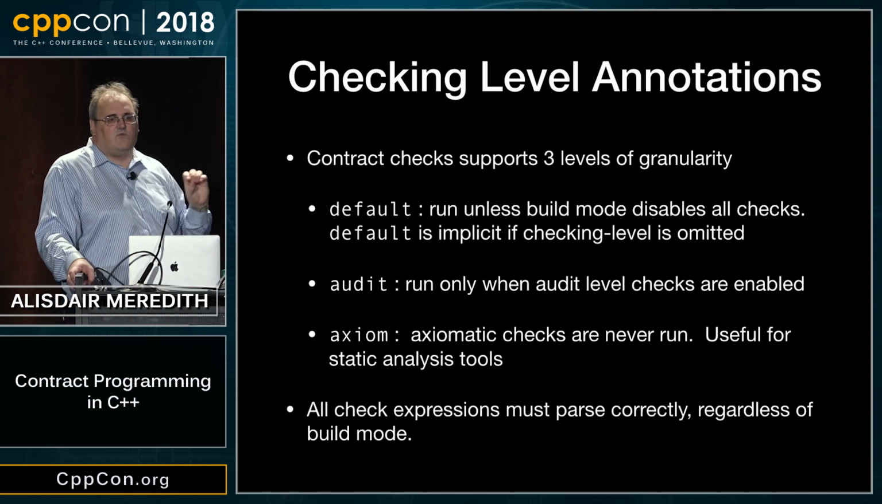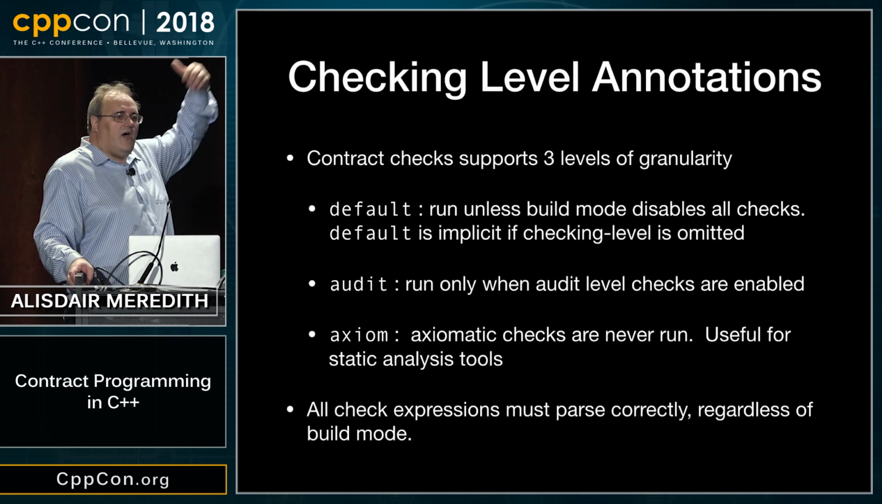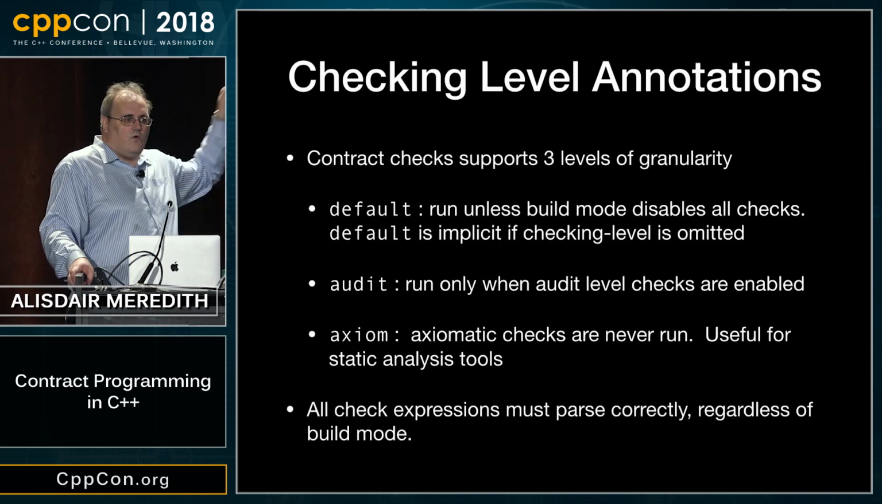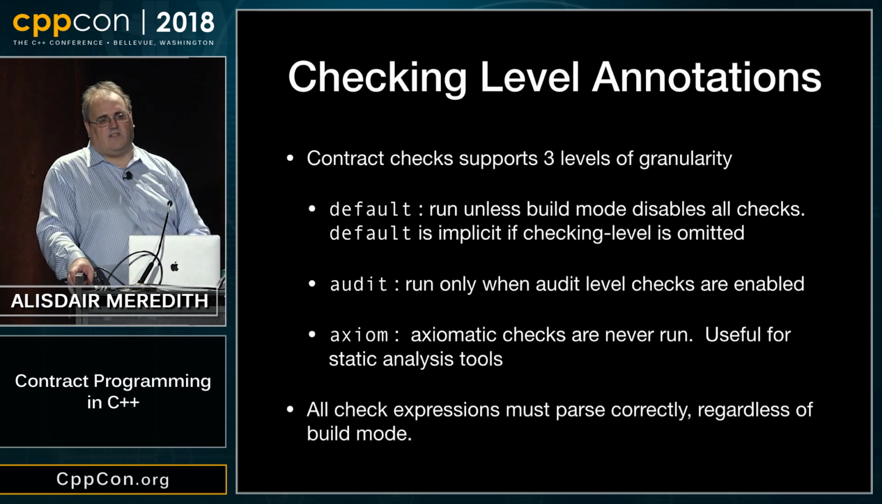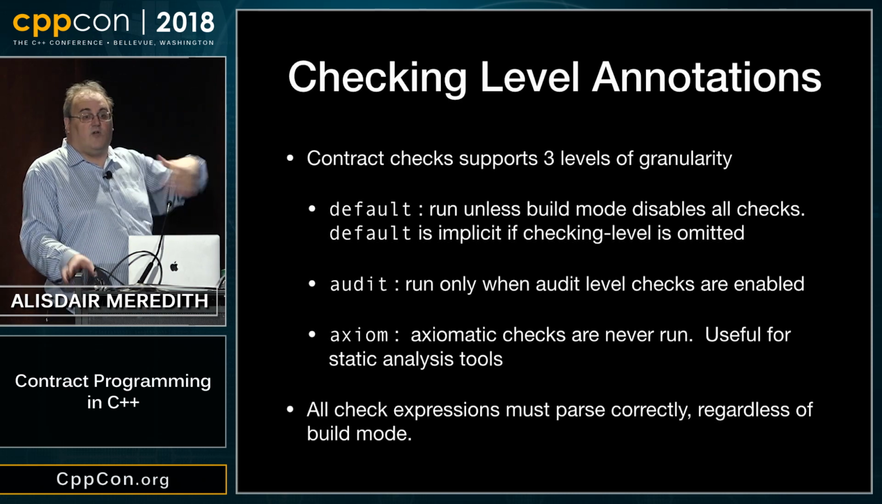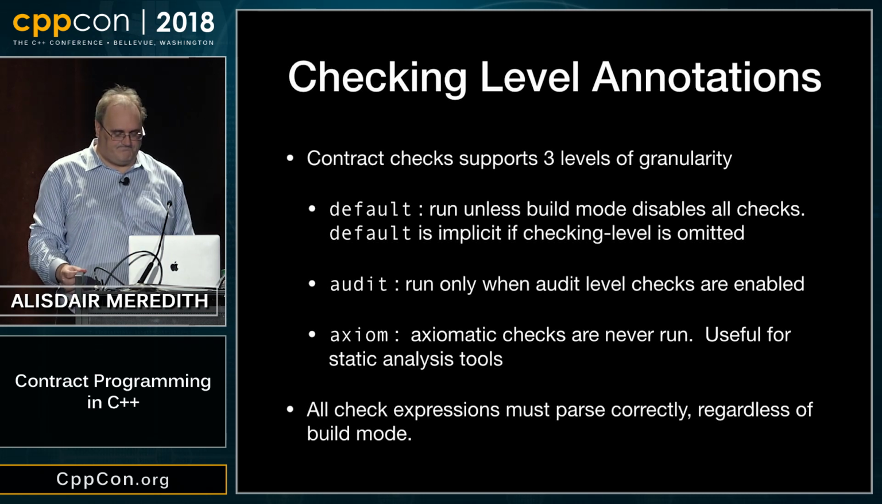The key thing is, because we're now no longer dealing with macros, but features built into the language, regardless of the build mode, all of these attributes now must pass correctly, and I believe that includes passing name lookup, because I need to go find my isPointer to have my notion of what that contract was.